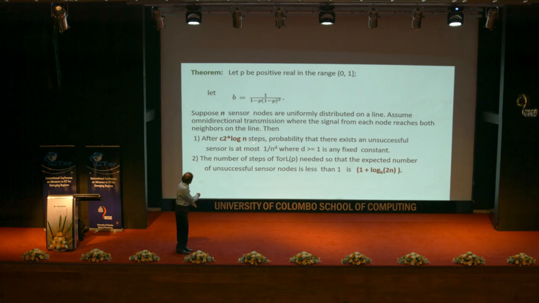After C2 log n steps, the probability that there exists an unsuccessful sensor is at most 1 over n to the d. That means this is a very low number, because if n is a million, and if I choose d to be 2, it's n squared, or a million squared, that's a very low number. And d is any fixed constant. I'll tell you what d is. Now look at this very carefully, okay?